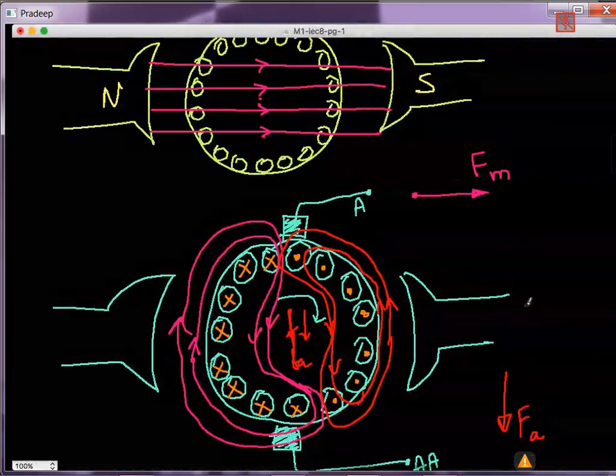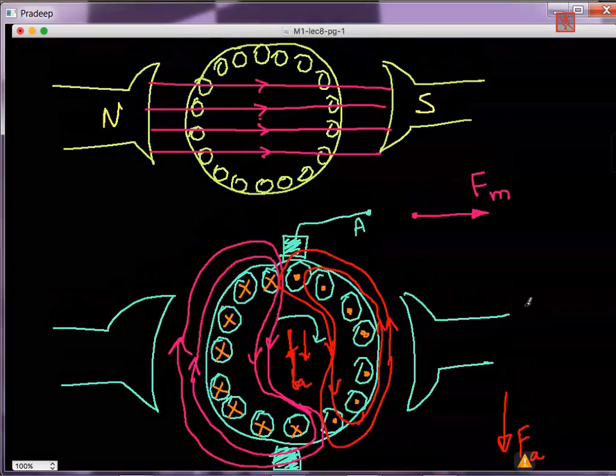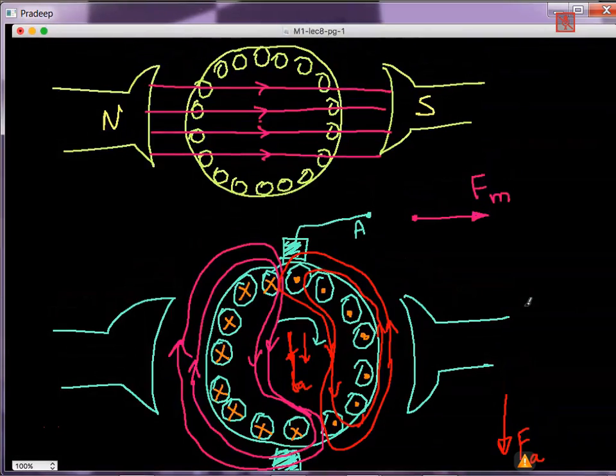Now on your screen you can see at the top there is a main flux, and at the bottom there is the armature reaction field. Now what is the combined resultant of these two? Fm is the main flux and Fa is the armature reaction flux. As a result, Fr is the resultant flux and that will have a small angle like this. It is not exactly horizontal, it has some small angle going downwards.